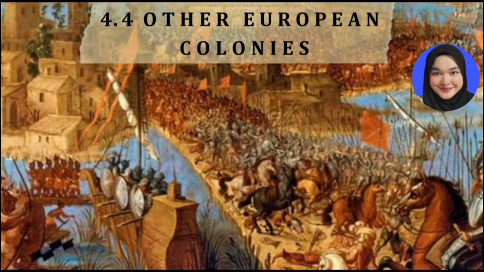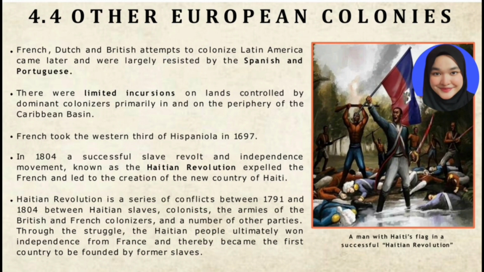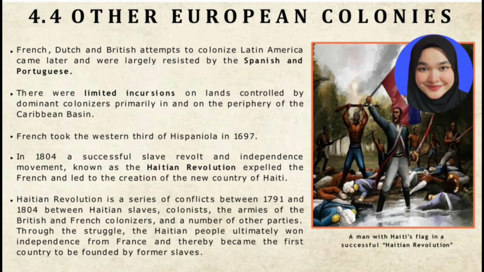4.4 Other European colonies. French, Dutch, and British attempts to colonize Latin America came later and were largely resisted by the Spanish and Portuguese. There were limited incursions and lands controlled by dominant colonizers, primarily in the periphery of the Caribbean basin. France took the western third of Hispaniola in 1697. In 1804, a successful slave revolt and independence movement, known as the Haitian Revolution, expelled the French and led to the creation of the new country of Haiti.